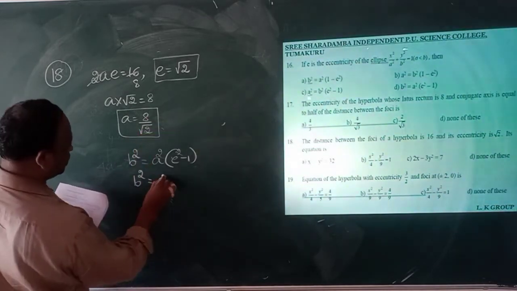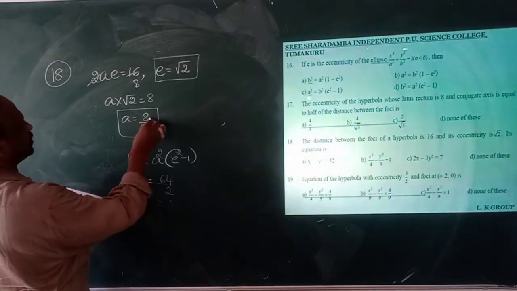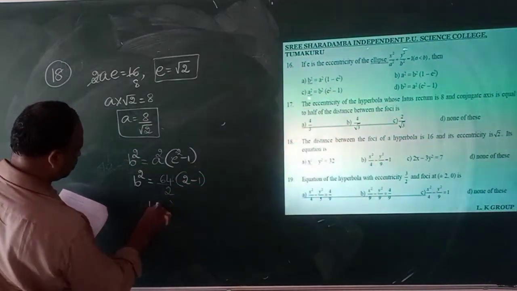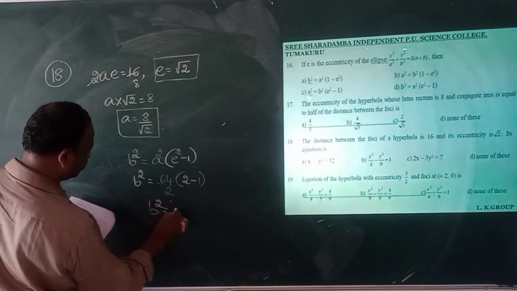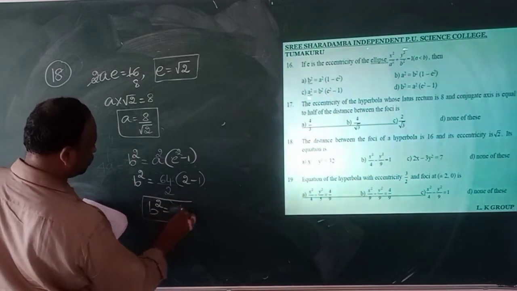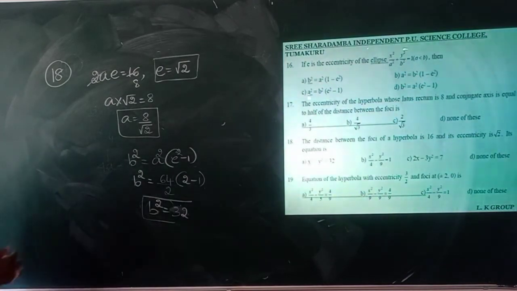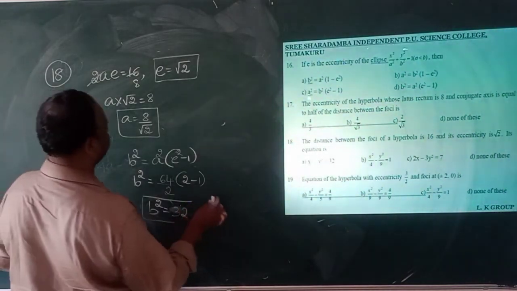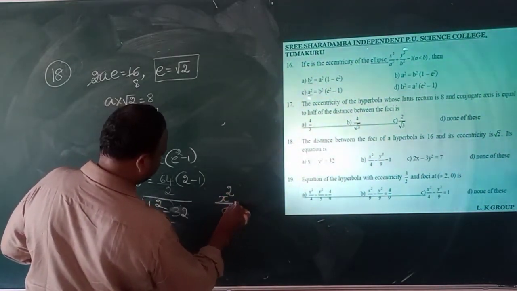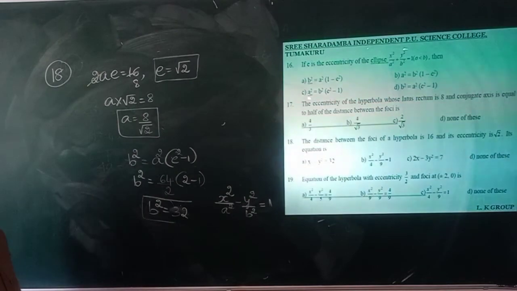a square value is 64 by 2, and e square minus 1 is 2 minus 1. b square is 64 by 2, this is 32. b square is 32. b square is 32 and a value you know. Substitute in x square by a square minus y square by b square is equal to 1.